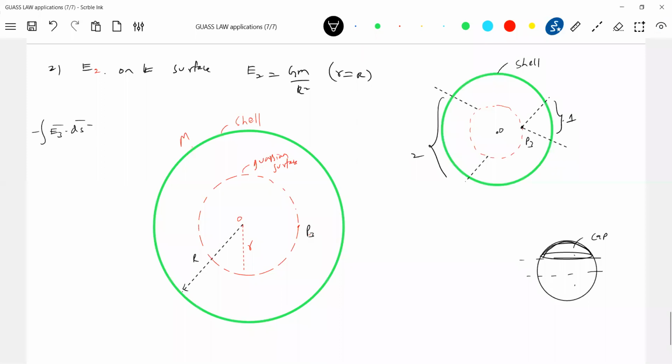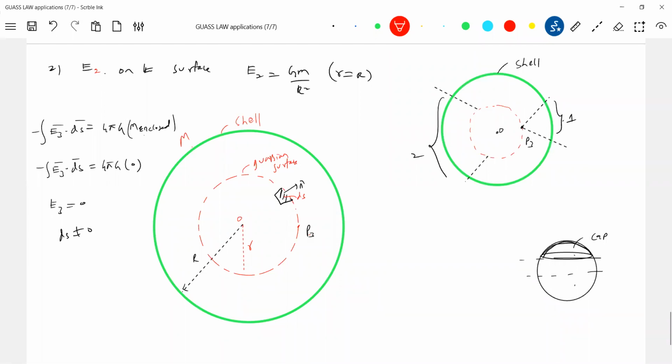E3 bar dot ds equals 4 pi G m enclosed. So there's no problem. Just leave the LHS like this. This is 0. As ds will be non-zero, you take any surface here, elemental surface. There will be an elemental surface, no? There's no problem with the elemental surface, am I right? We do have it. But what is 0 here? There's no field. That's why, since m enclosed is 0, therefore E3 should be 0.